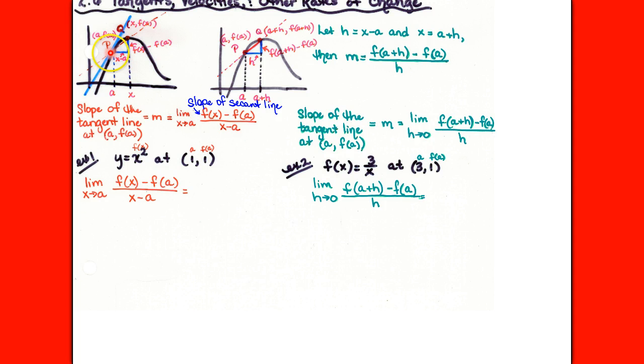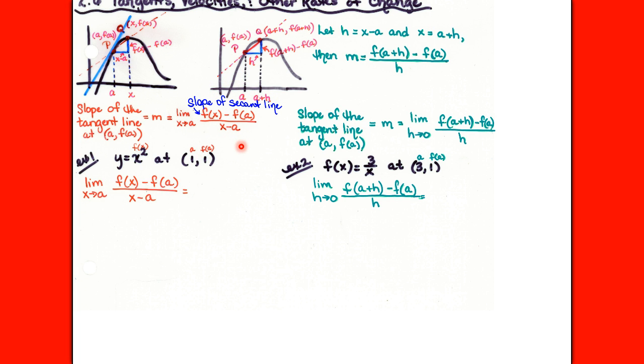We had the 2 points, (a, f of a) and (x, f of x). So if I did y2 minus y1, that'd be f of x minus f of a, over x2 minus x1, that'd be x minus a. You also could think of it as rise over run. If you look at the difference between the two y values, that's f of x minus f of a, that's my rise. And if you look at the difference between your two x values, that's my run, that's x minus a. You could think of it that way as well. So this would give me the slope of my secant line.